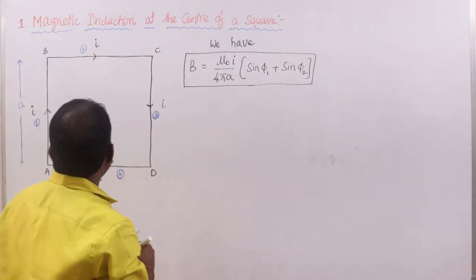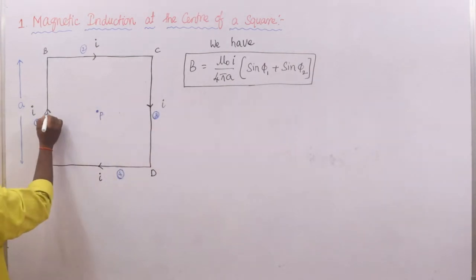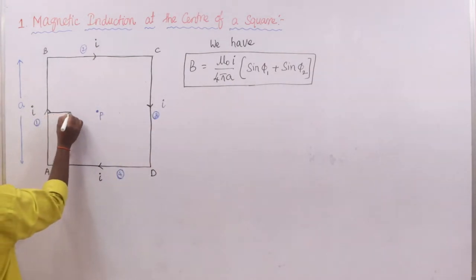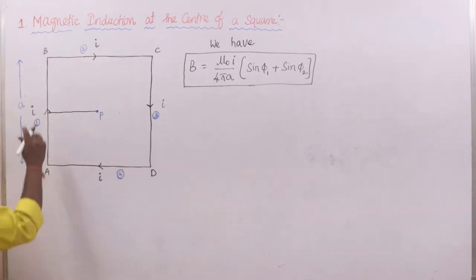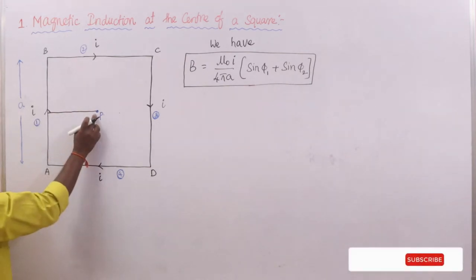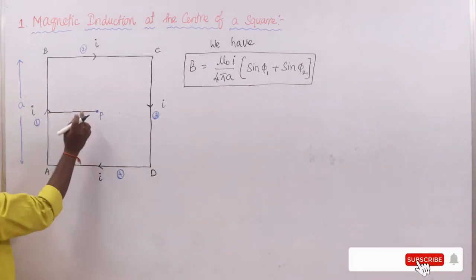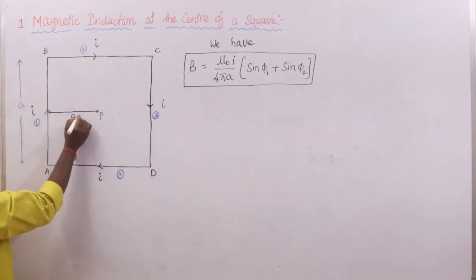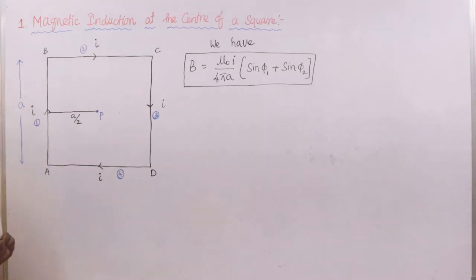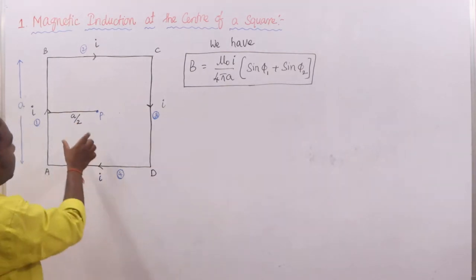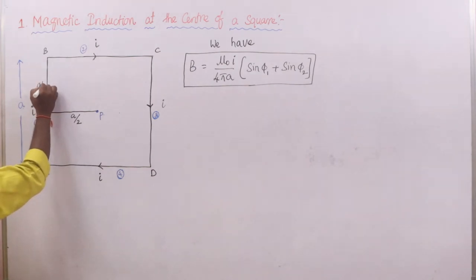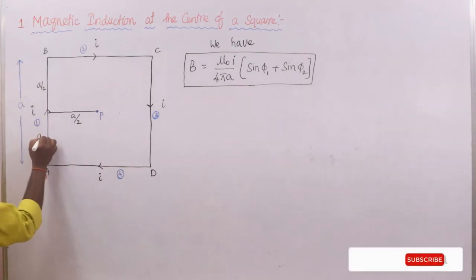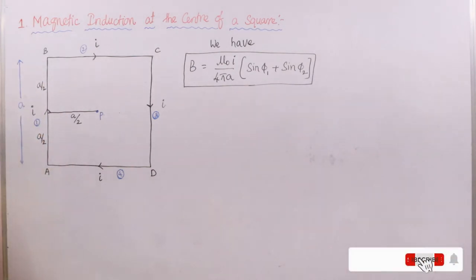Further, take point P, the perpendicular distance from the first conductor. This will be the center of the square, so the perpendicular distance is given as a by 2. The perpendicular distance is a by 2, and the upper half of the conductor is a by 2, and the lower half of the conductor is also a by 2.